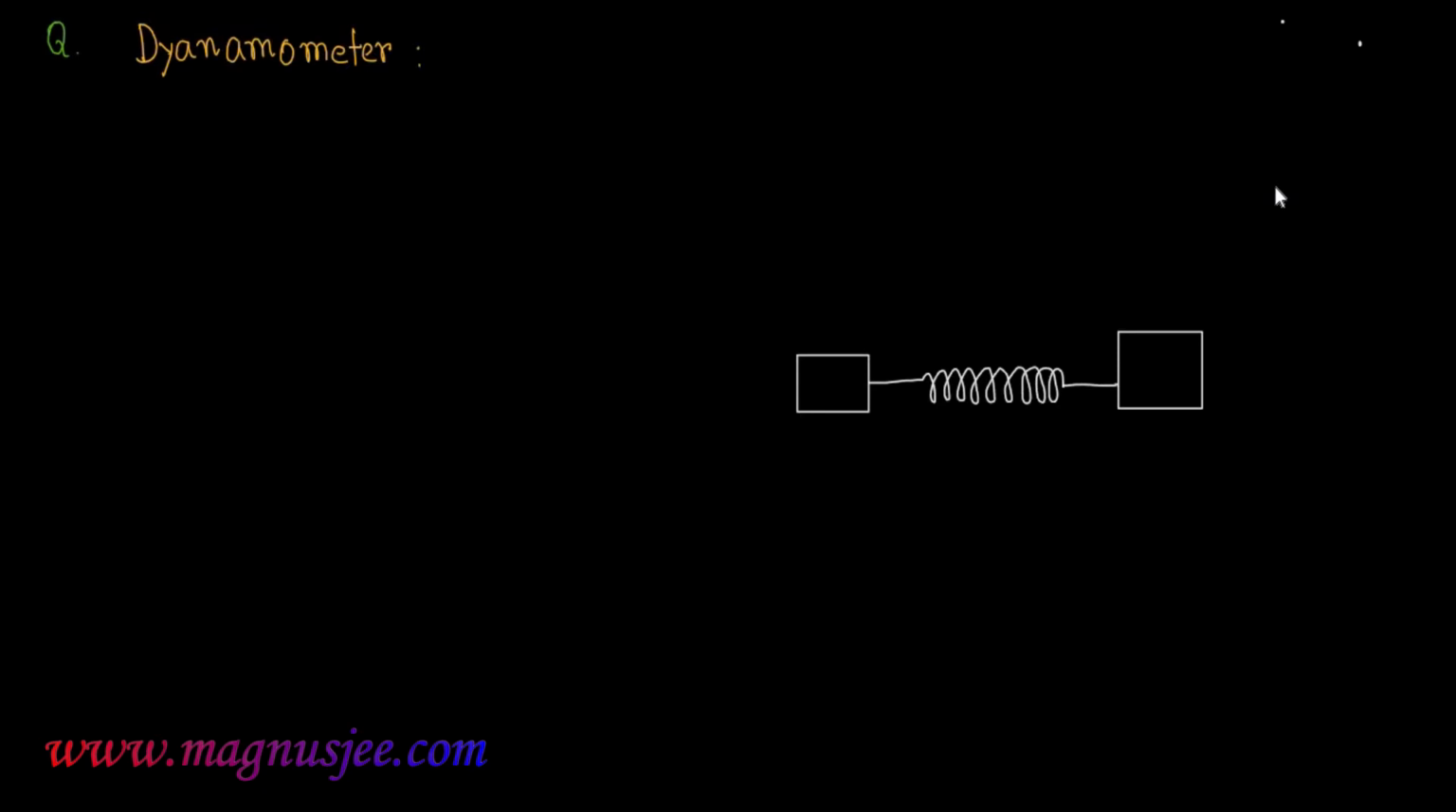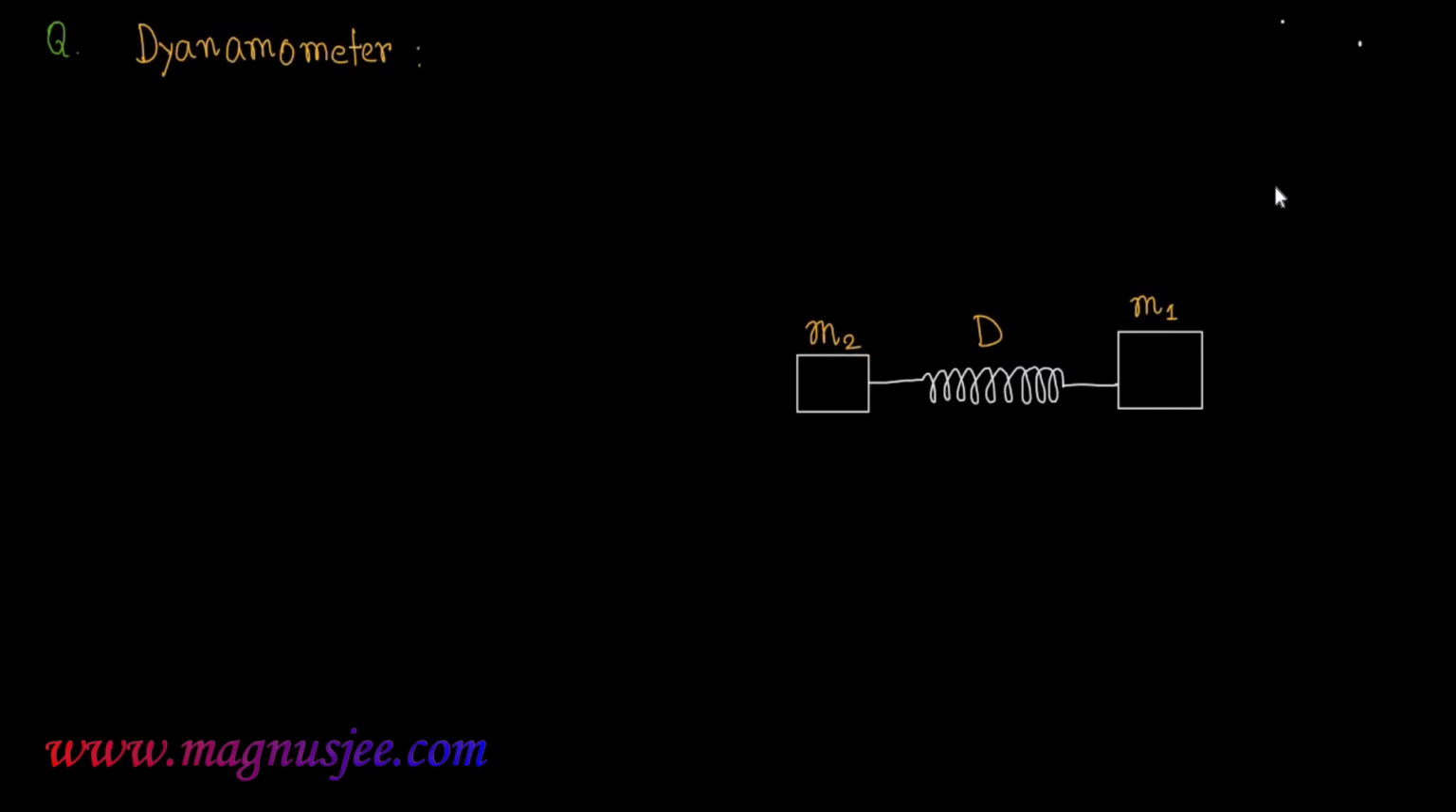What is a dynamometer? In a dynamometer, there are two blocks or two bodies of different masses, and the two bodies are connected by a spring. That is a dynamometer, an instrument used to measure force, torque or power.